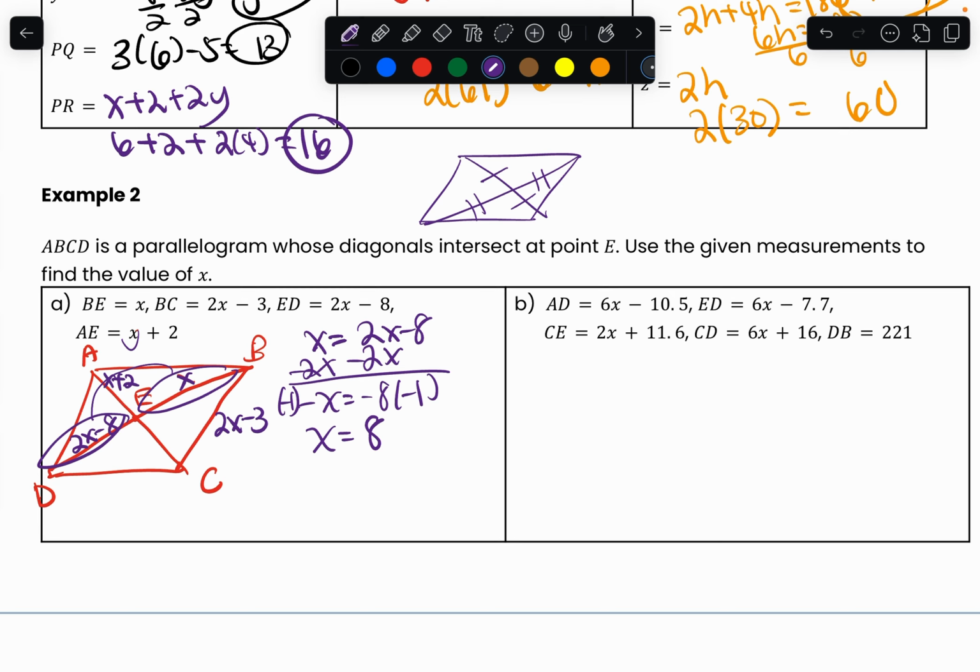Okay, let's do another one. So it says, same shape here. Let me redraw the shape out. Please remember, you do have to draw the shape out whenever you do these questions, or else I don't even see how you can label it.